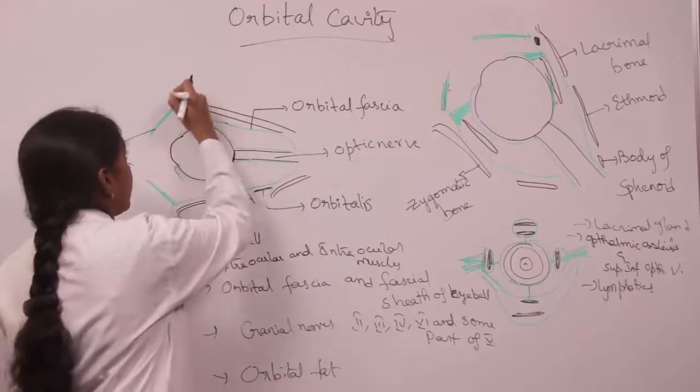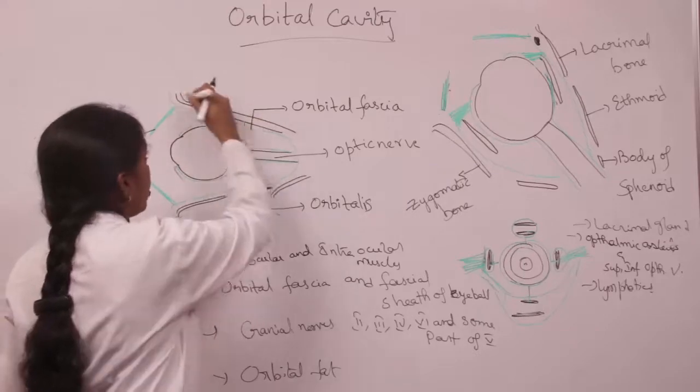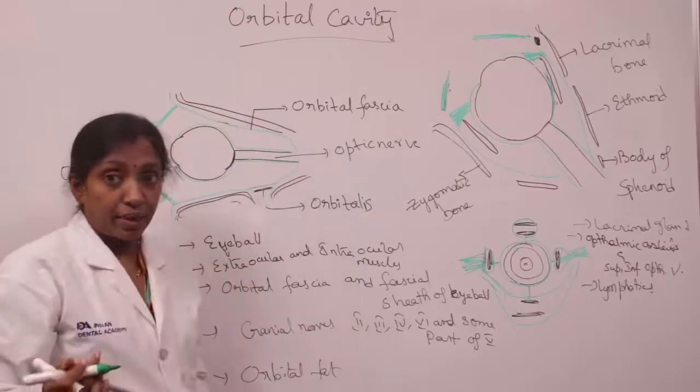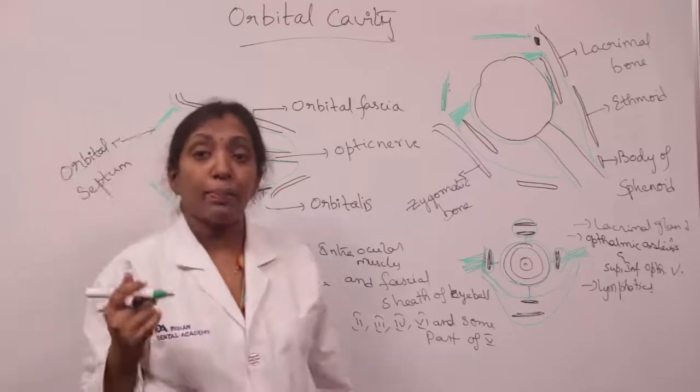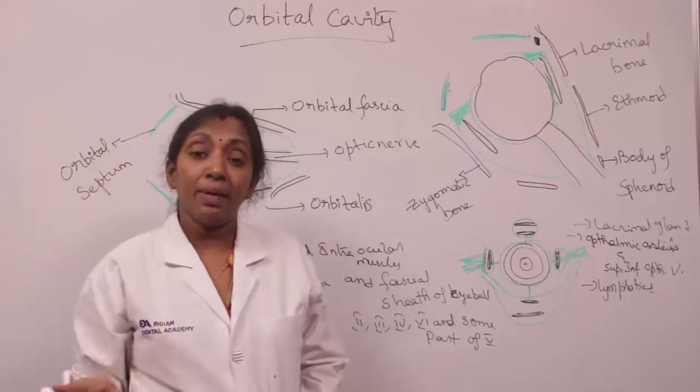The orbital fascia is nothing but the periosteum of the orbit, and it can be easily stripped off.